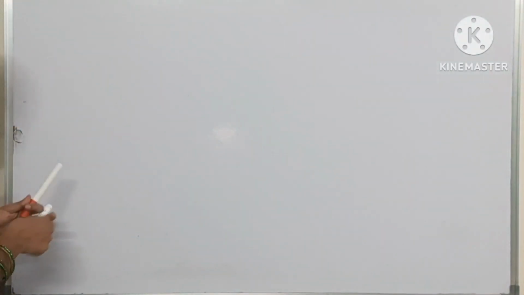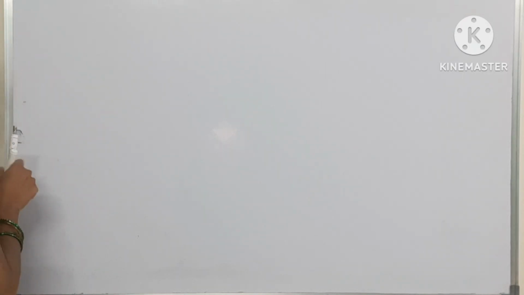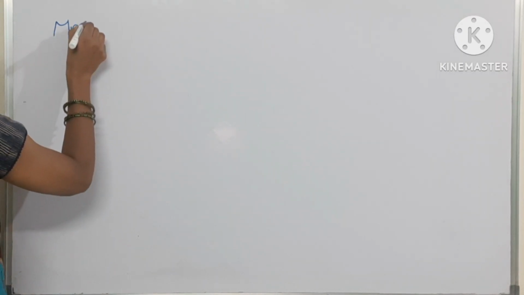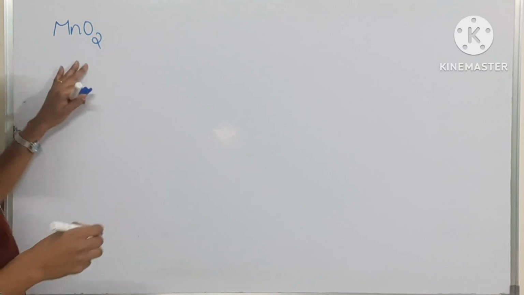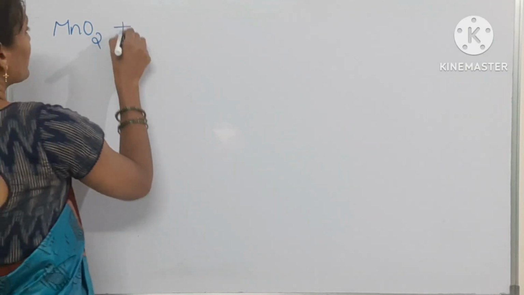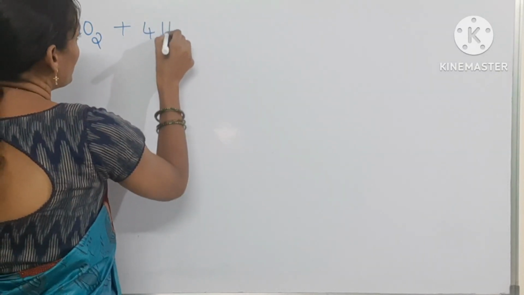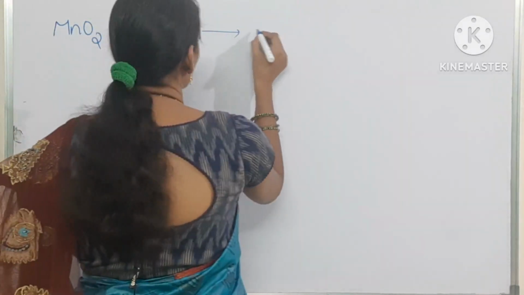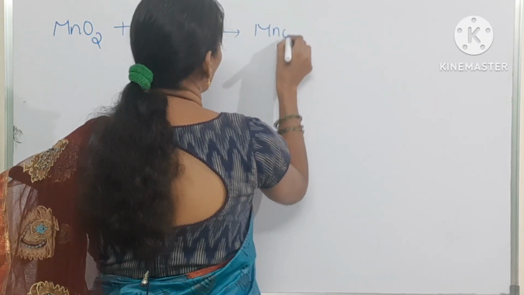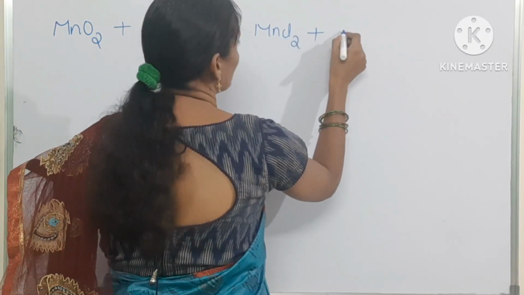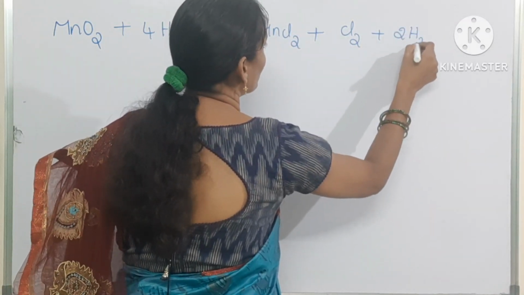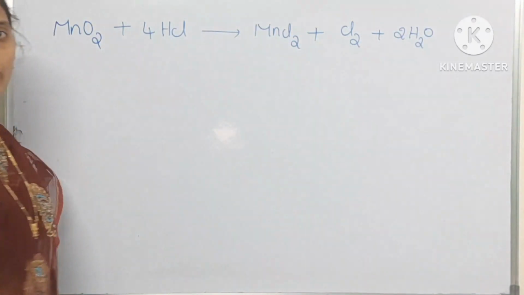Laboratory preparation methods. First preparation method: manganese dioxide, MnO2, heated with hydrochloric acid. Then you will get manganese dichloride, chlorine gas, and also water. Water and manganese dichloride are the byproducts.